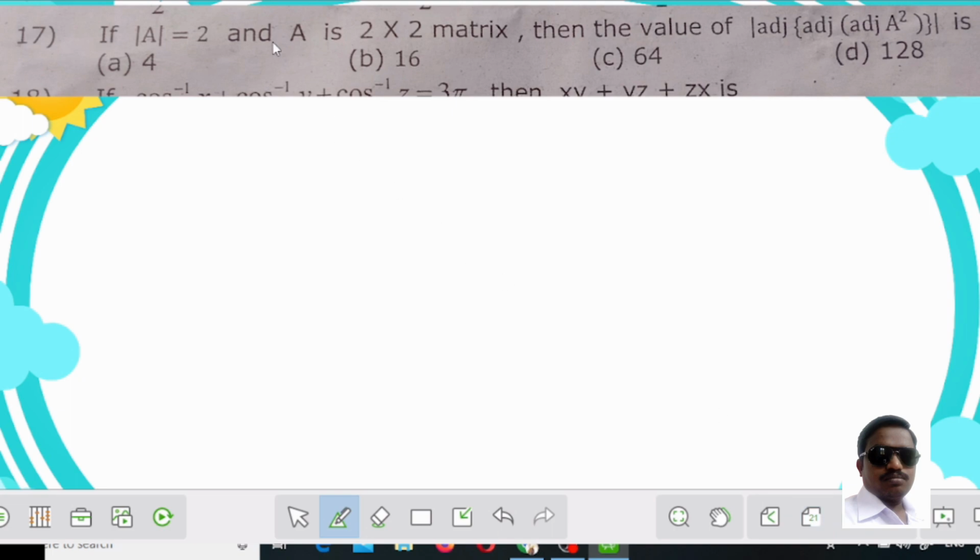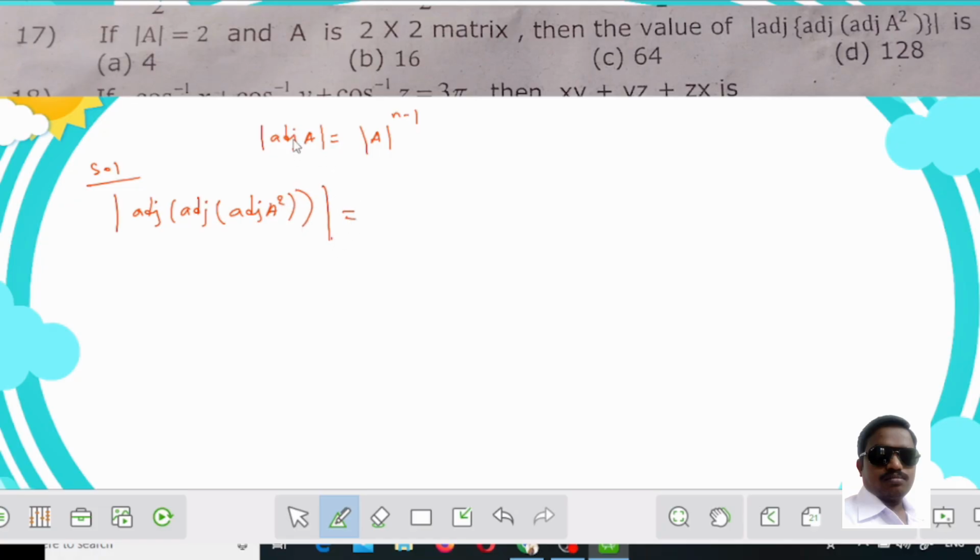The next question is, if determinant A equal to 2 and A is a 2 by 2 matrix, then the value of determinant of adjoint A square is... We know well, there is a formula. Determinant of adjoint A is determinant of A power n minus 1. This is a basic formula we are using to solve this. See, solution. First you write down this expression, determinant of adjoint A square.